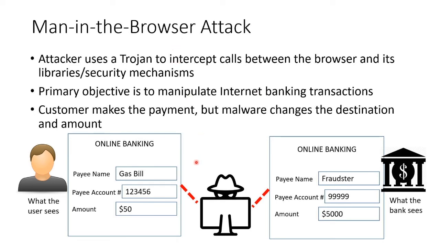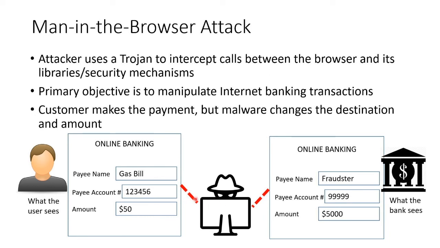So a classic man in the browser attack, if we were manipulating internet banking transactions, would be like this. You've got a normal user here, and this is what they see. So this is what's in their browser. Then the bank on this side sees this, and here you are in the middle. You've managed to Trojanize the person's browser by having them click a link in Facebook or something, or you've sent them an email that they've clicked and downloaded. They think they're sending money to the gas company, and the gas company's account is 1, 2, 3, 4, 5, 6, and they think they're paying the gas company $50.